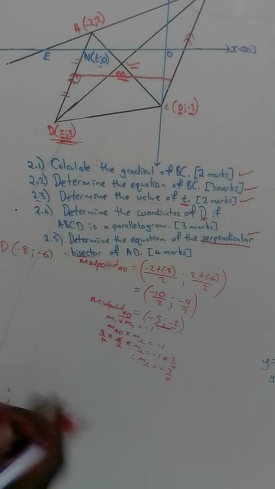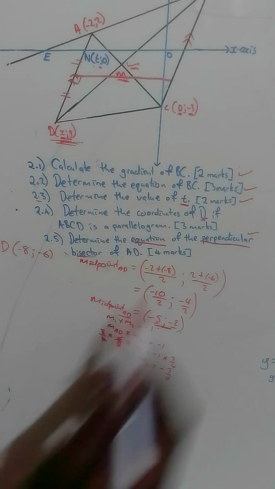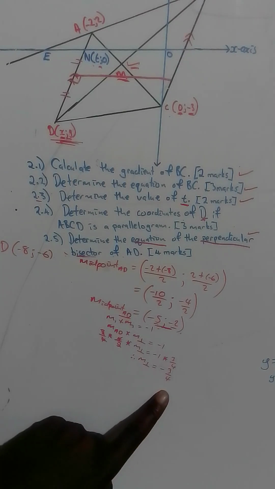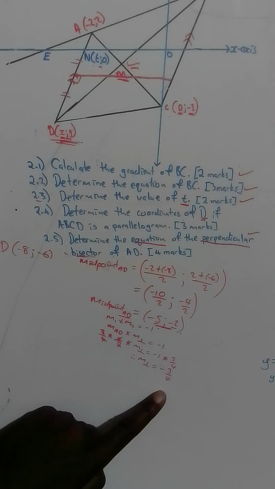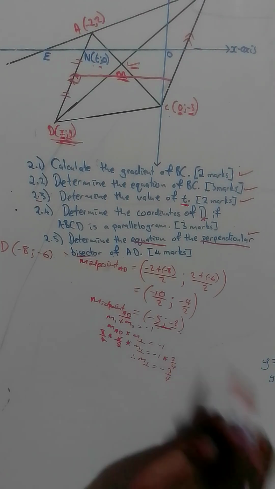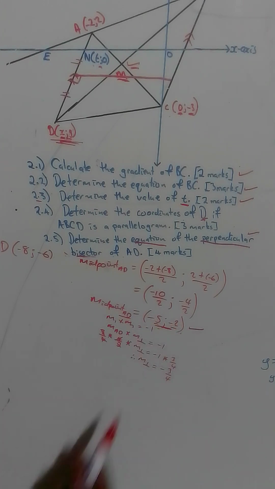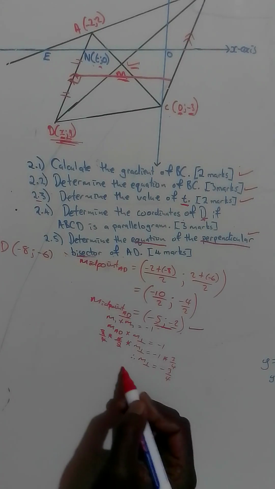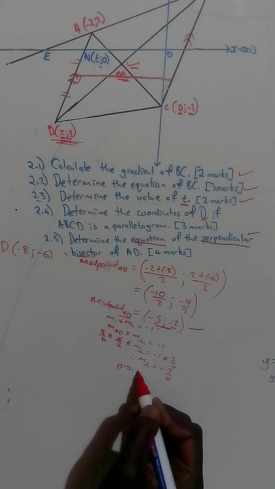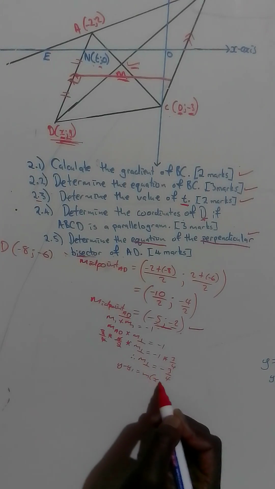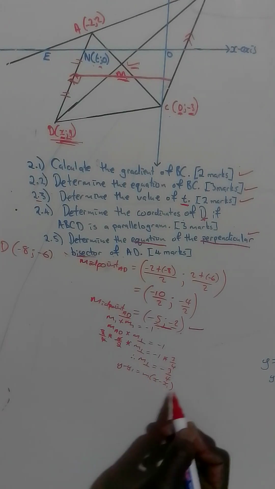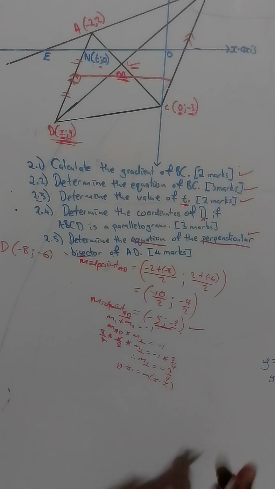Remember, why am I finding the gradient? Because when I want to determine the equation, the first thing that I need is a gradient. That is why I calculated for the gradient. I already have got it. The second thing which I need is any point which has got coordinates. I already have got the coordinates of the midpoint. So now I'm going to use y minus y1 is equals to m open bracket x minus x1. This is my favorite equation. It takes you straight to the answer.